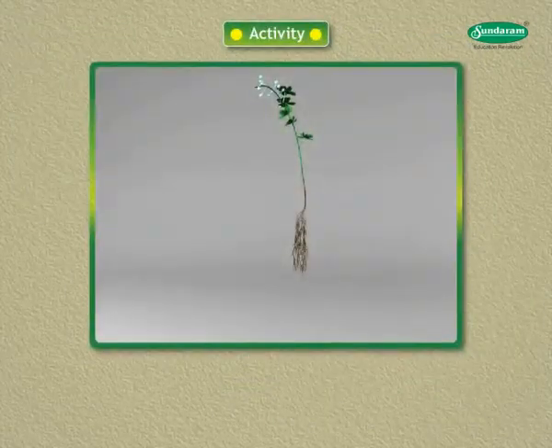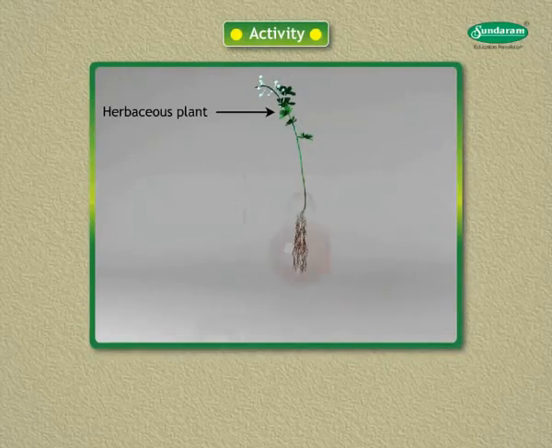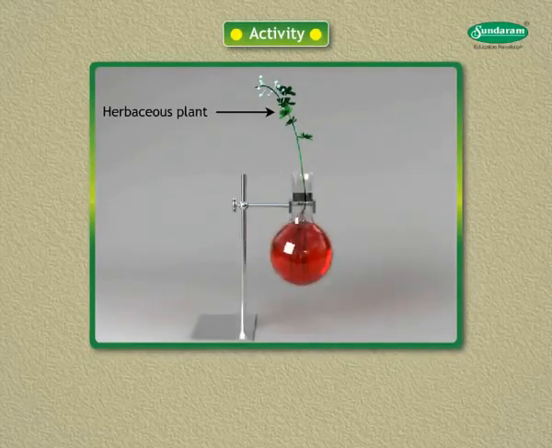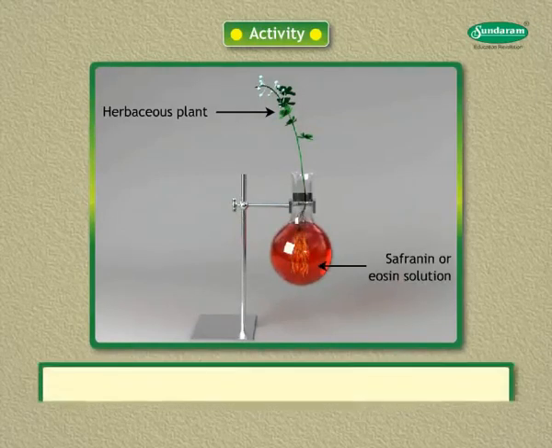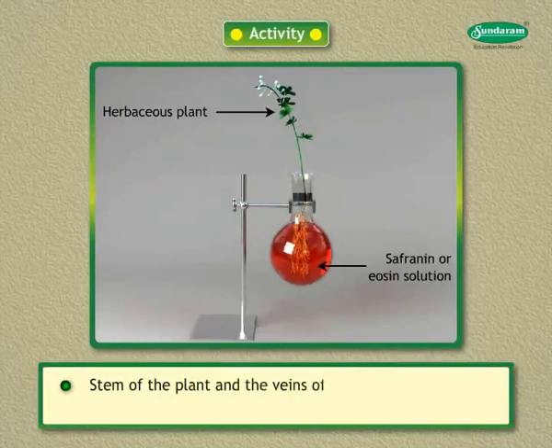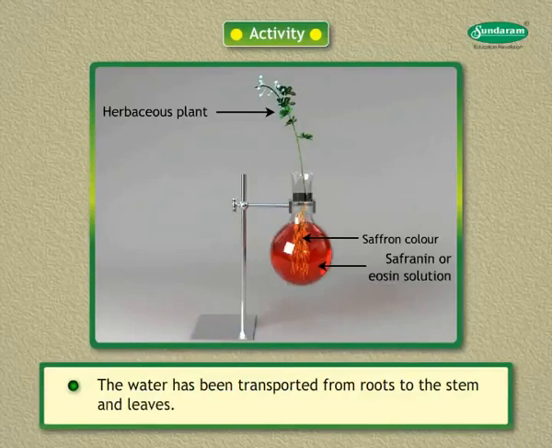Let us perform this activity. Take a herbaceous plant like balsam or tuberose along with its roots. Wash its roots thoroughly. Place it in a flask containing water with a dissolved red dye such as safranin or eosin. Observe the stem of the plant and the veins of the leaf after few hours. Stem of the plant and the veins of the leaf appear saffron colored. From this we can understand that the water has been transported from roots to the stem and leaves.